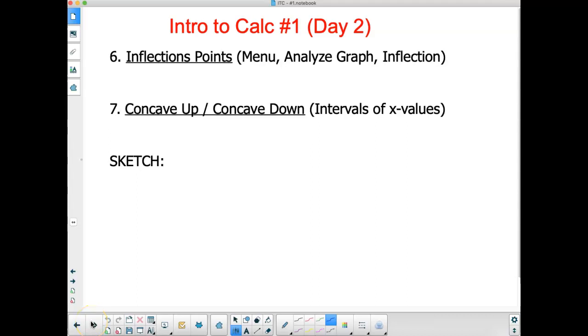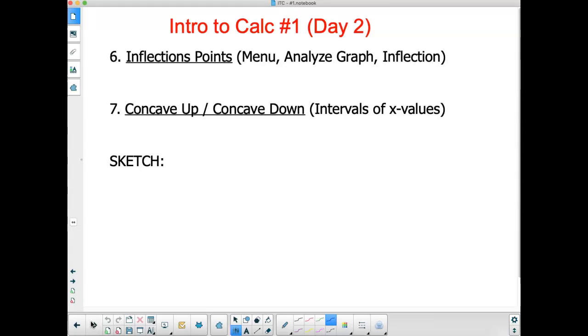Okay, guys, here we are on, I guess it's day two, Intro to Calc day two. We're going to finish up this section. When we're done with this section, at the end of the video, you should be able to complete your Intro to Calc number one worksheet. Yesterday we got off after maxes and mins and intervals of increasing and decreasing. Just remember your intervals of increasing and decreasing bank off of the x values of maximums and minimums, okay?